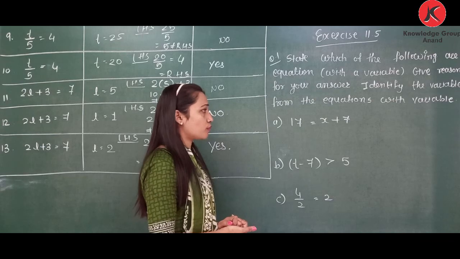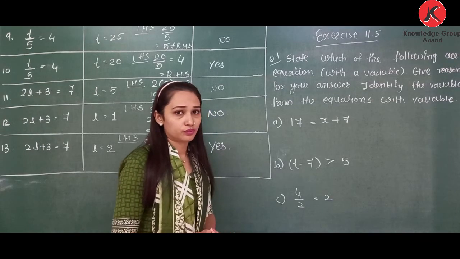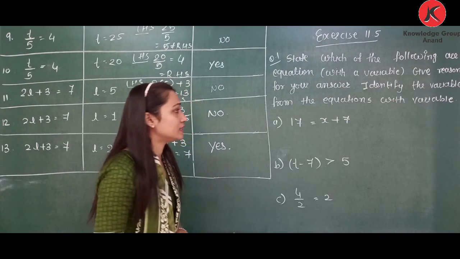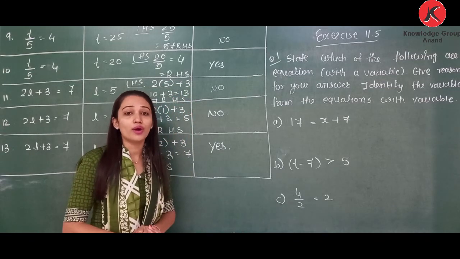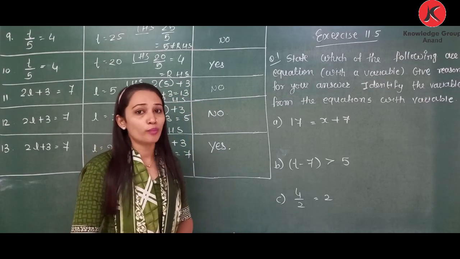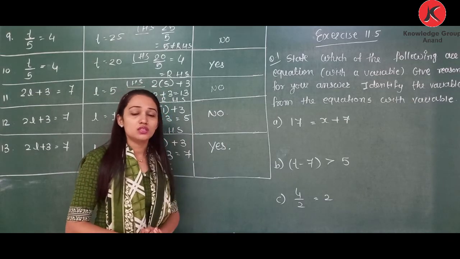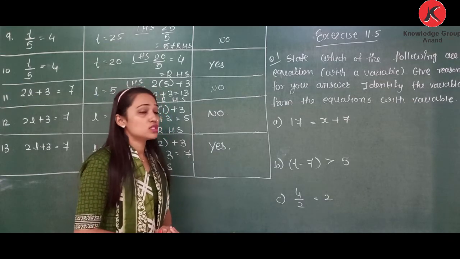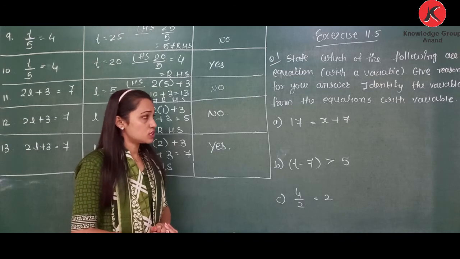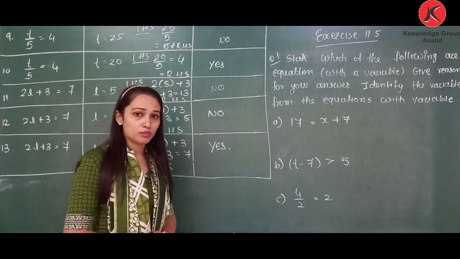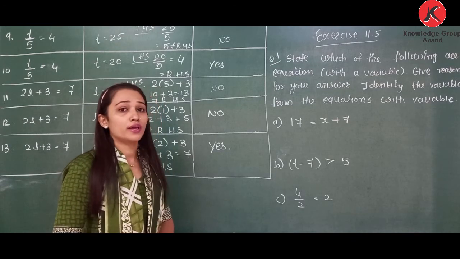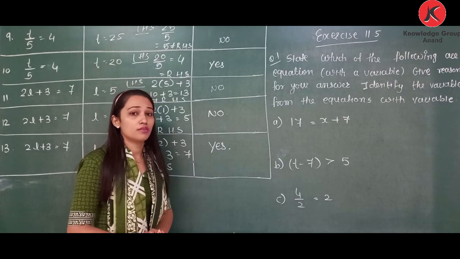Identify the variable from the equation with variable. I already explained in the starting that it may be possible that you have equations which are only numerical equations. But here in this question you need to find the equation with variable. If it is an equation with variable, then find out the variable, and you need to give the reason for your answer.